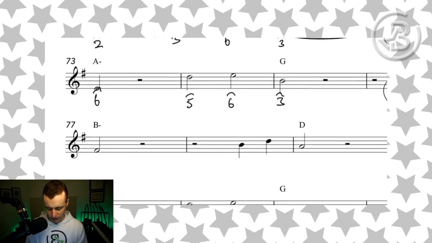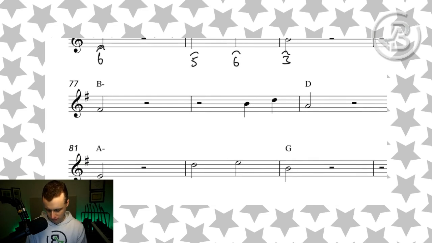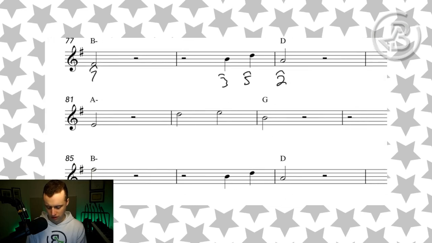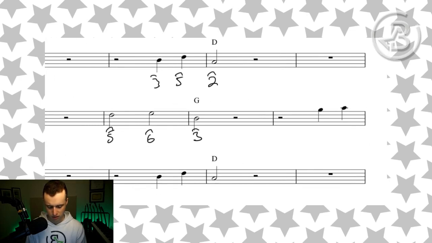Okay, measure 77. Scale degree 7. We have 3, 5, 2. Then a bunch of rests. 6, 5, 6 up the octave. 3. Oh! Oh my gosh, guys.